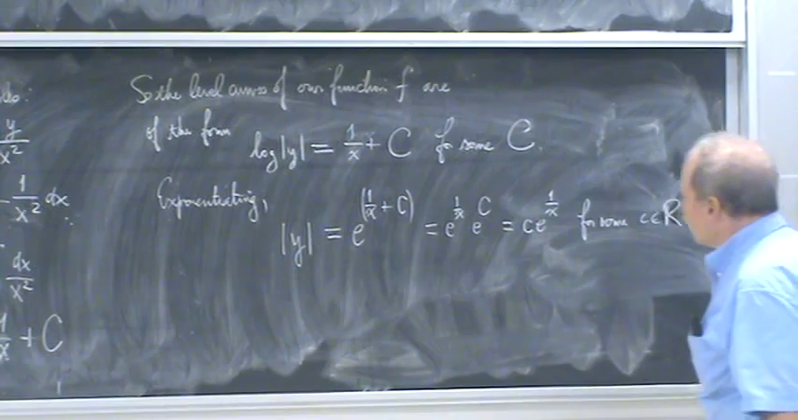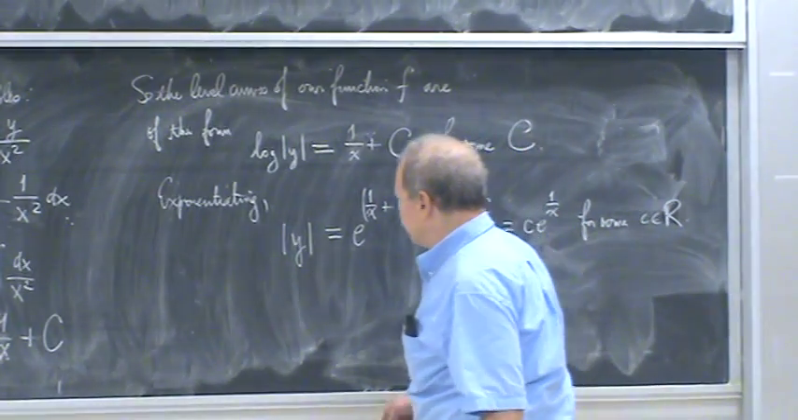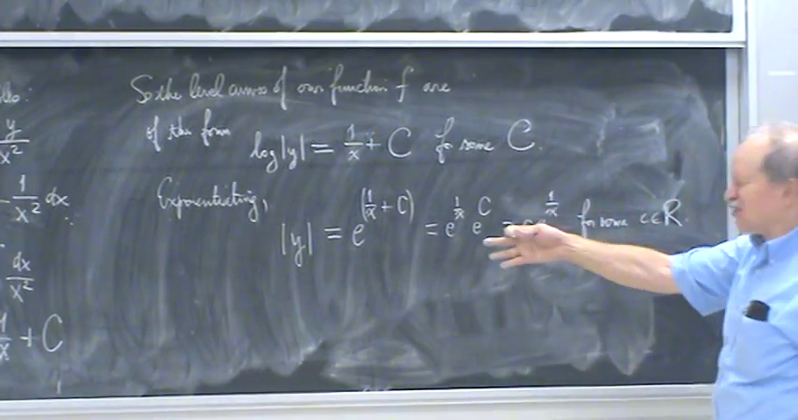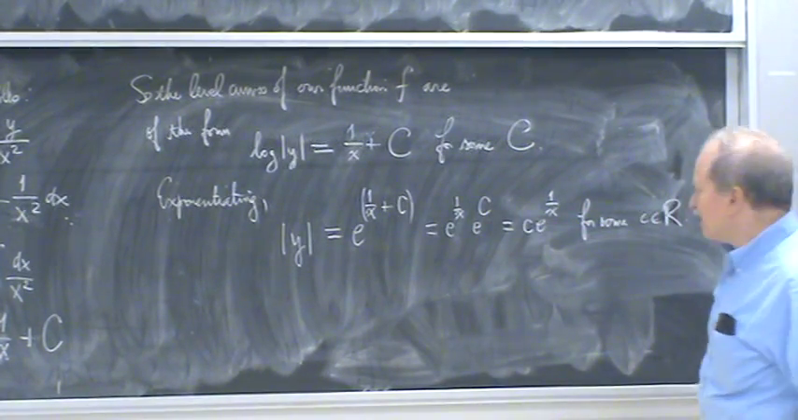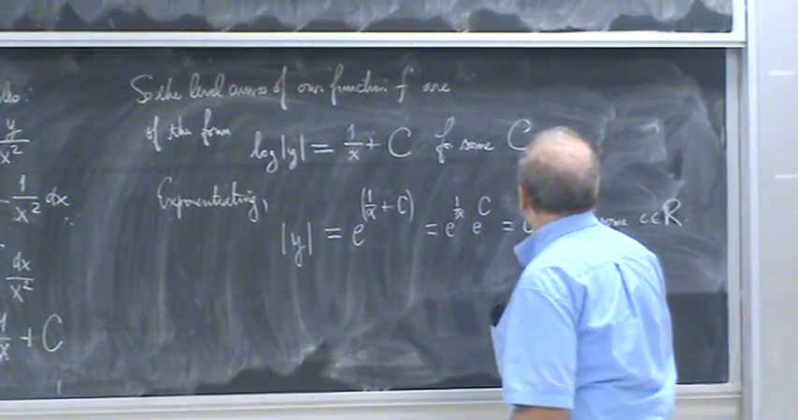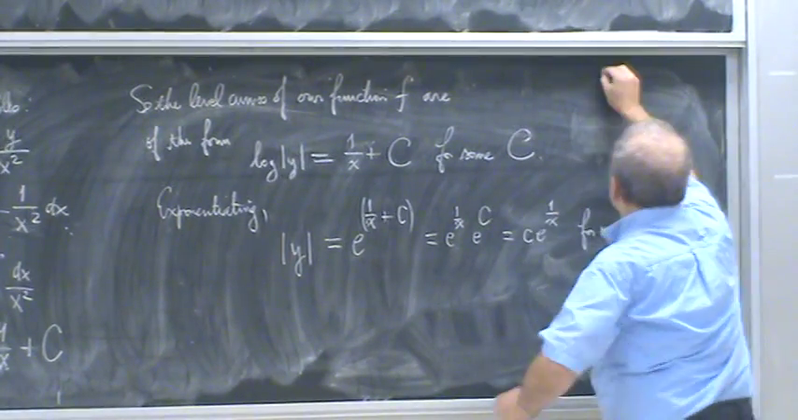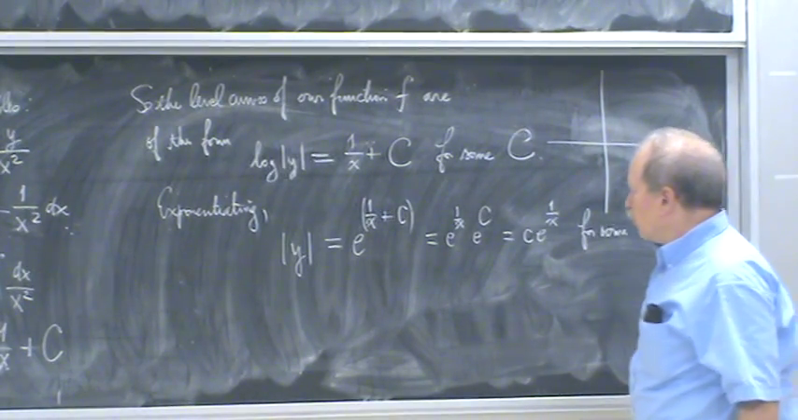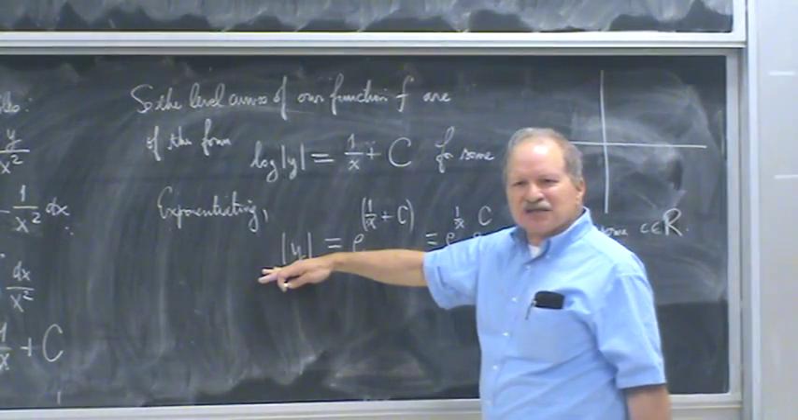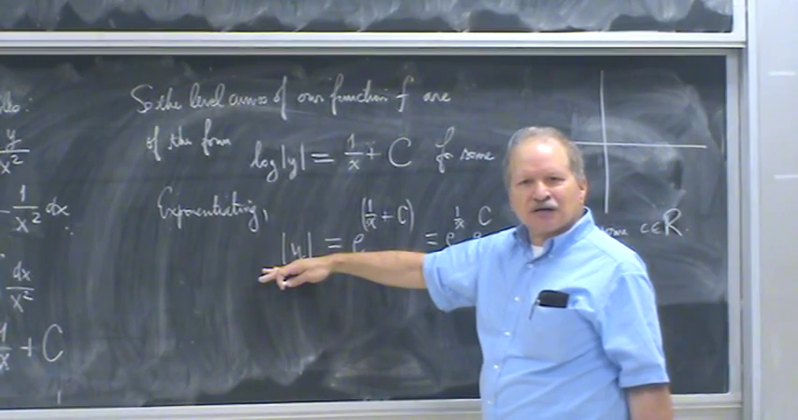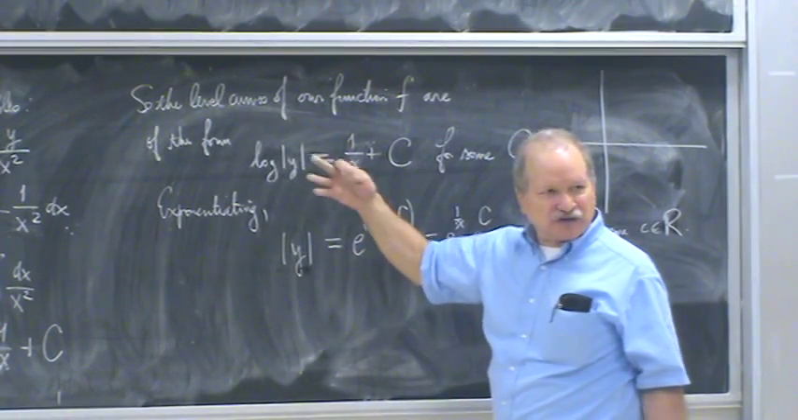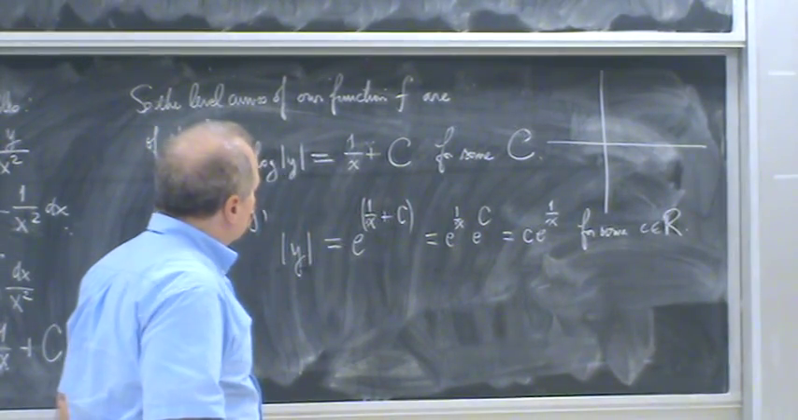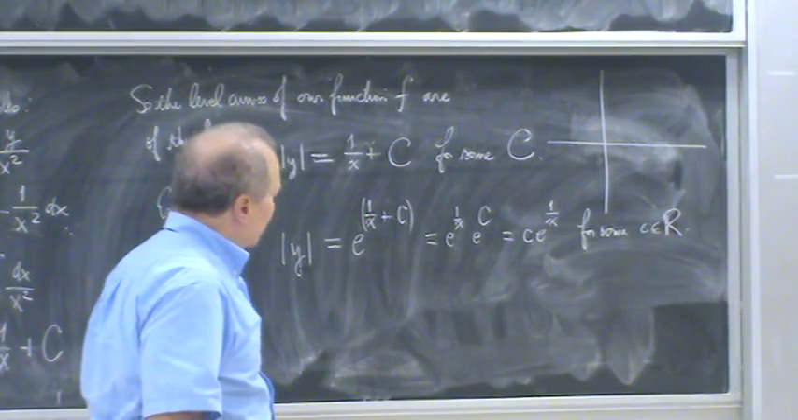So what do these level curves look like? And how does this solve the question? How do I know about little f just knowing its level curves? So what do these look like? First of all, the absolute value of y means I have symmetry about the x-axis. So let's just figure it out for when y is positive, and then we'll reflect it.